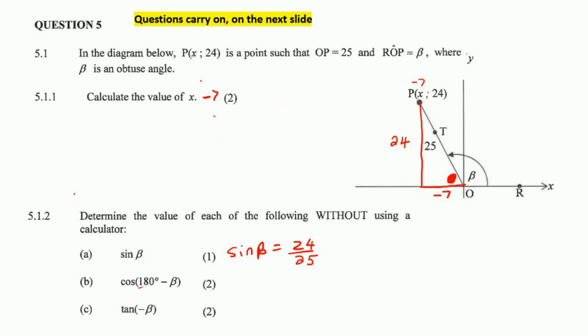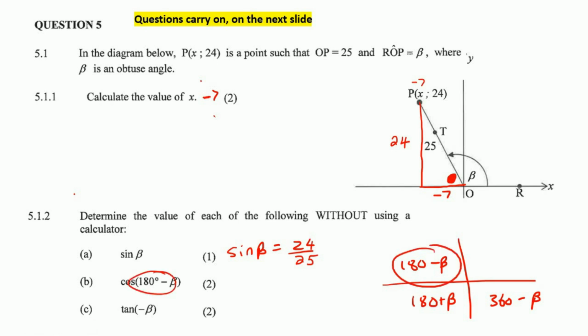Next one, cos of 180 minus beta. Okay, so we need to use our CAST diagram first. We know that this is always 180 minus beta, this is always 180 plus beta, and this is always 360 minus beta. Now, we have 180 minus beta, but cos is negative in that quadrant. Remember, this is the quadrant where sin is positive, so this is going to end up becoming, I hope your reduction is pretty good, so you understand what I'm about to do, this just becomes negative cos beta. If you're confused right now, you need to go back and go over your reduction. So that's just going to be negative cos beta.